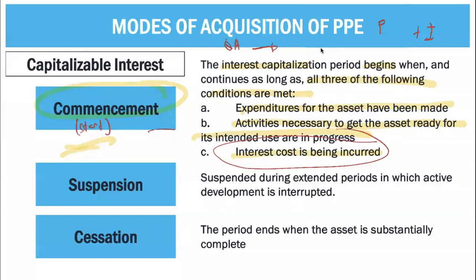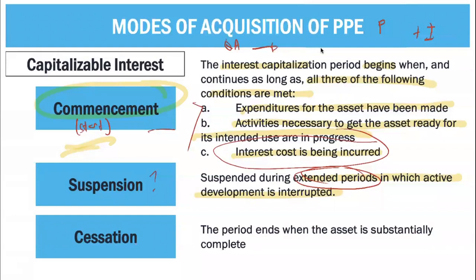Next question is, when do we suspend capitalizing interest? So we said we start if the three items are present. Next question, when do we suspend? We suspend only during extended periods in which active development is interrupted. Take note, extended periods, okay? Not necessarily short period, extended period. So for example, you construct, there is a typhoon for 3 days.